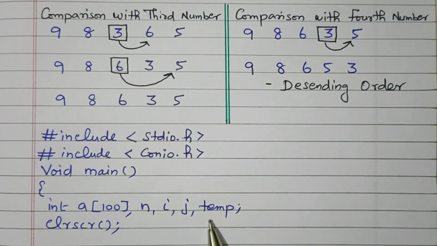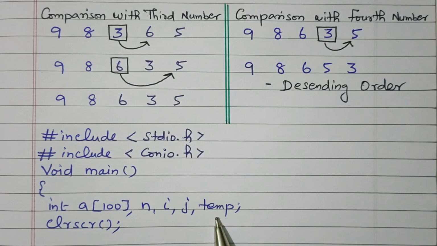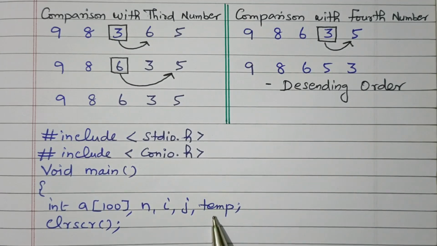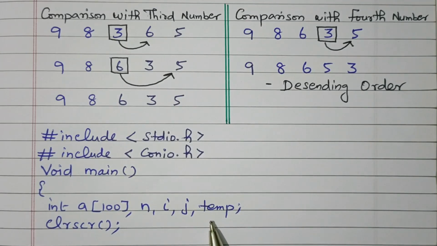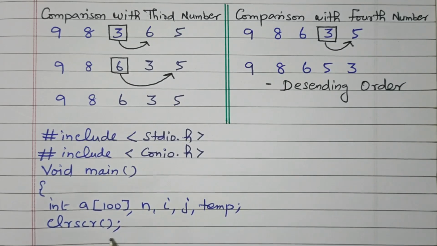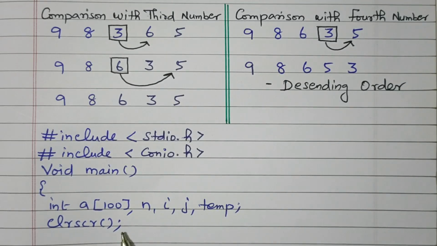While interchanging the numbers, we need one temporary variable. While interchanging, the variable is overwritten. So the first variable is stored in the temporary location. After that it is replaced. Then from the temporary location we can recover the first number. So it is used for the temporary location. Then clear the screen. We can clear the previous content.